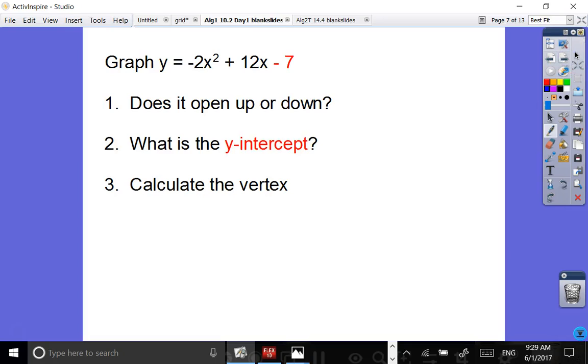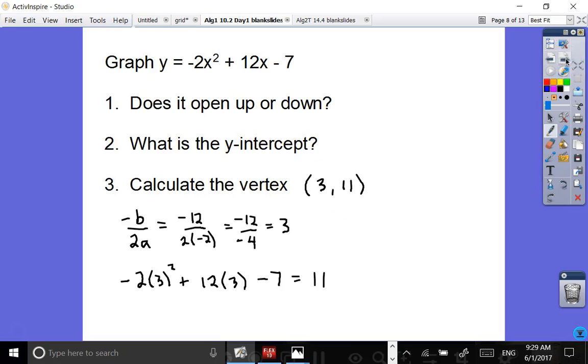Then we've got to calculate the vertex using the formula negative b over 2a. Negative b divided by 2a. The b is 12. This is the b, that's where I get this 12. The negative is part of the formula. The a is -2. So it's -12 divided by 2 times -2. That's -12 divided by -4, which is +3. So that's the x-coordinate of the vertex.